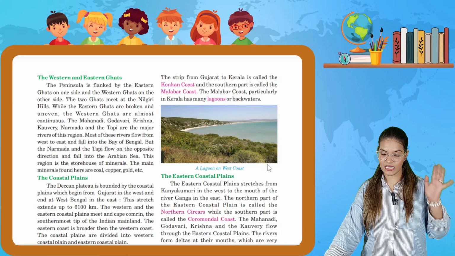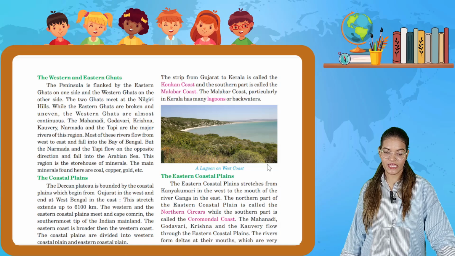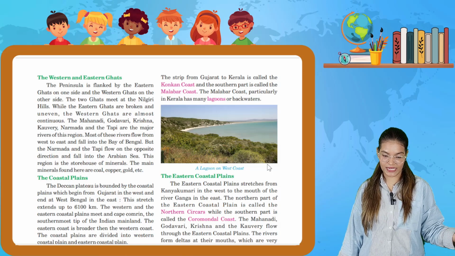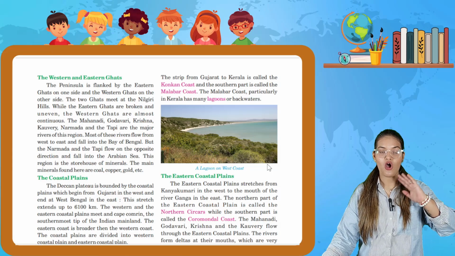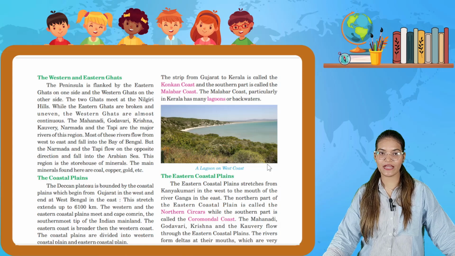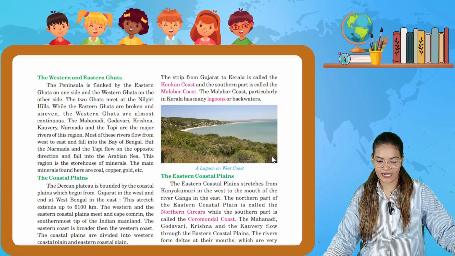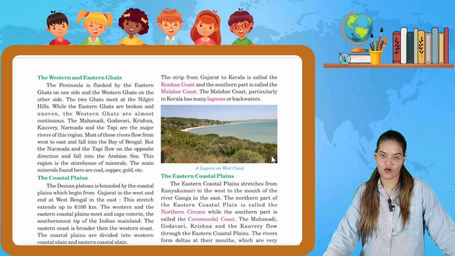But the Narmada and Tapi flow in the opposite direction and fall into the Arabian Sea. Got it? This region is a storehouse of minerals.